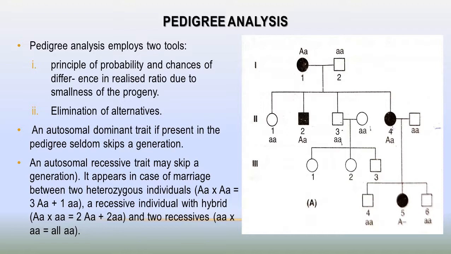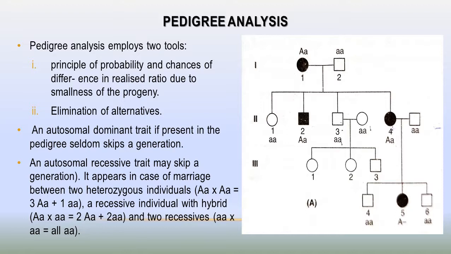Similarly, their second offspring is male, affected, which is why the square is dark, and the genotype is capital A, small a. The third offspring is also a male, represented by the square, and their fourth offspring is female, represented by the dark circle.